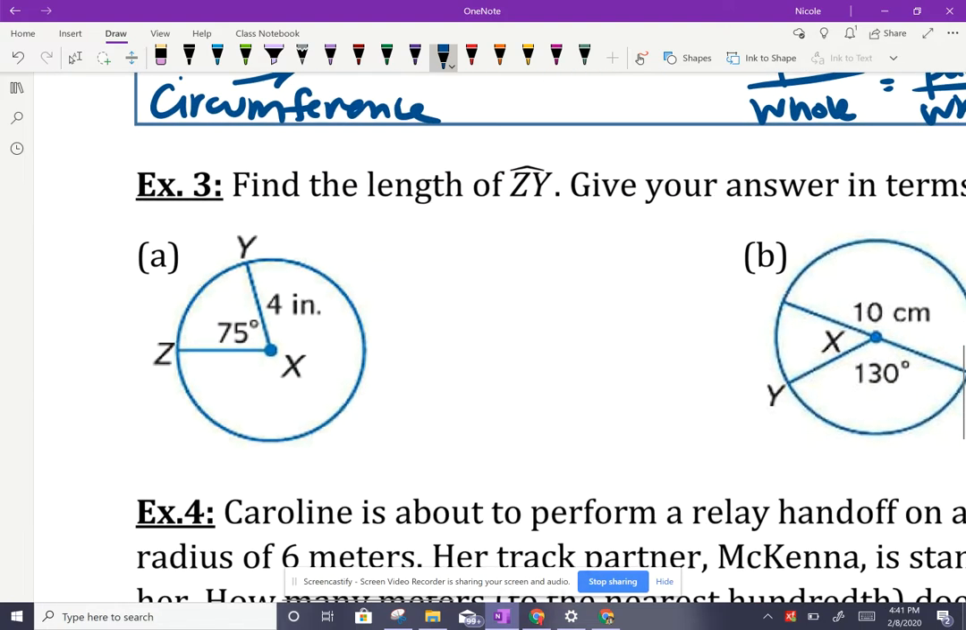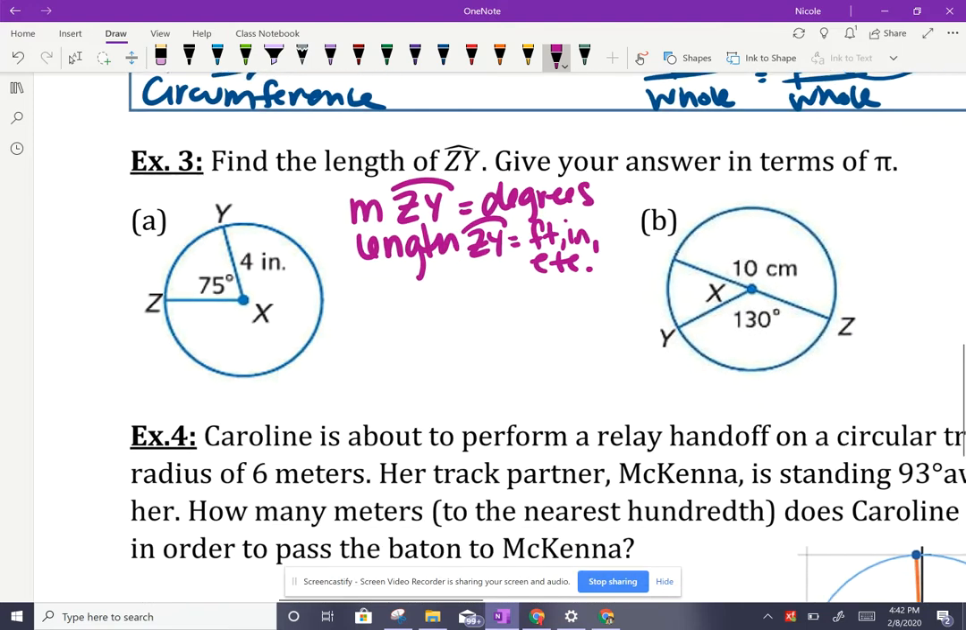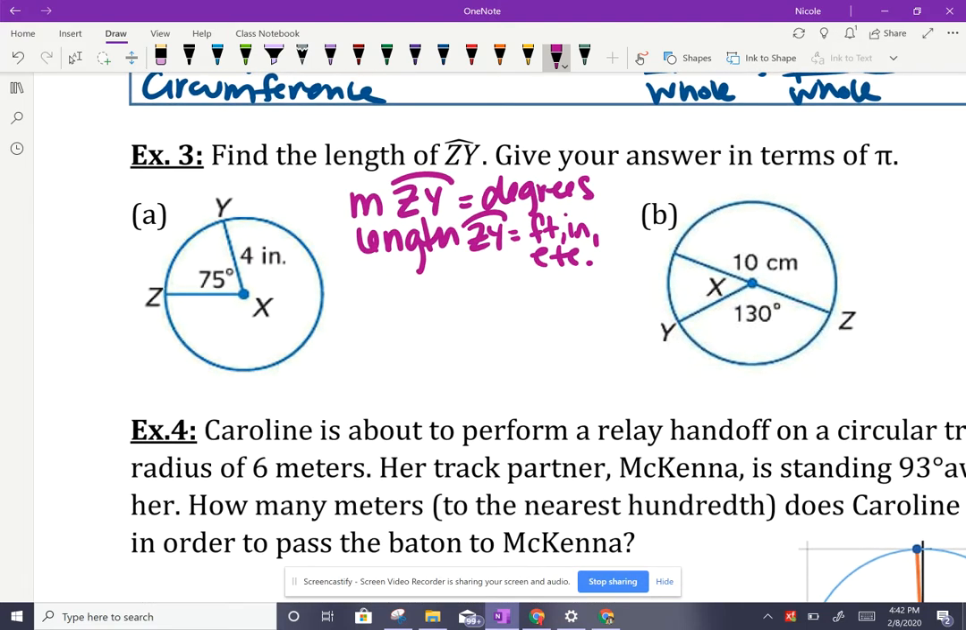So if I have to find the length of ZY, please be very careful. You're going to have questions that say find the measure of ZY, and this is looking for degrees. And then the length of ZY is feet, inches, etc. So please be very, very, very careful here. Those are two different things. Now it's asking me here to leave my answer in terms of pi. So I'm not going to multiply the pi in when I do the circumference.